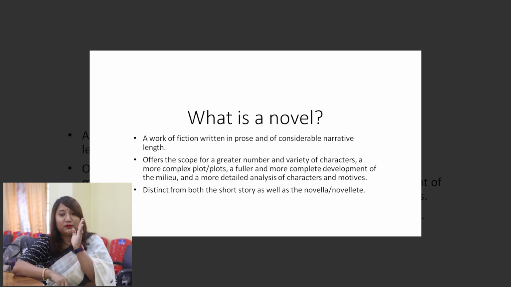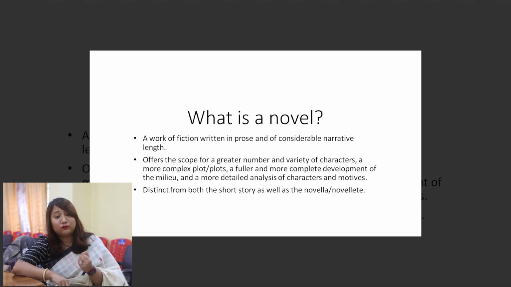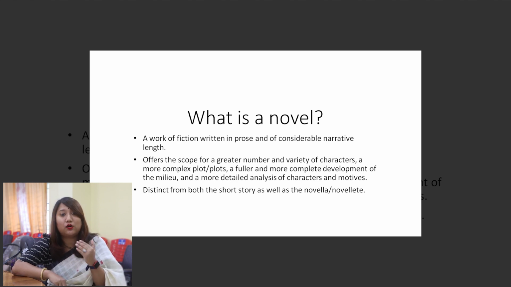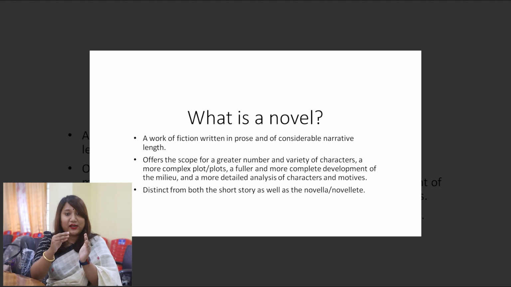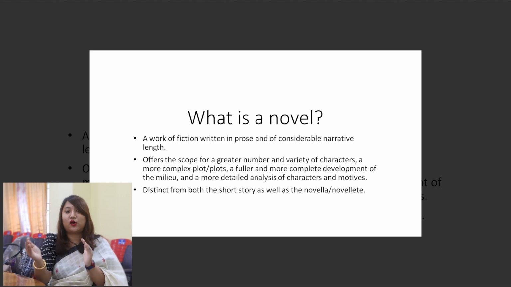Okay, so just remember, a novel is distinct from the short story. A short story is also a work of fiction written in prose, but it is of much shorter length. Now an average novel will be around say 300 pages, whereas a short story will be hardly 10 pages. It is also distinct from the novelette or the novella, which are again works of fiction written in prose, but these works are in between the short story and the novel. So longer than the short story, but shorter than your novel.